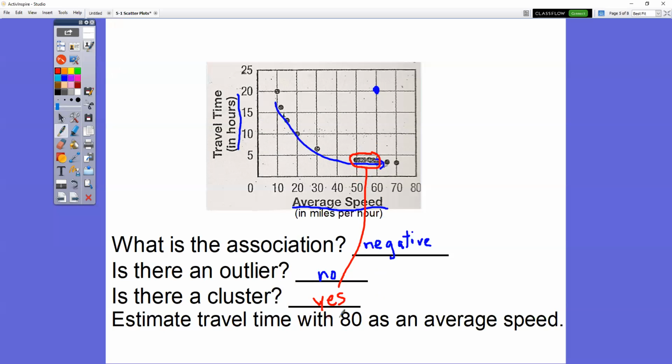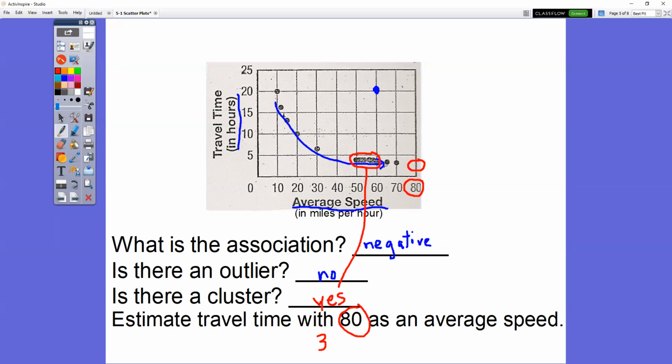Make an estimate of travel time with 80 as an average speed. So on my graph, I'm going to go over to where 80 is and then go up from there. Well, what would be a good answer for 80? I think anything right in here would be a good answer. So what are my numbers there? I'd say anything like 3. I think 3 would be a great answer.